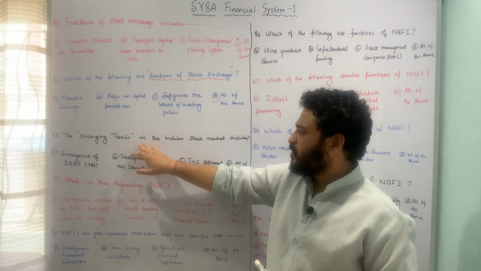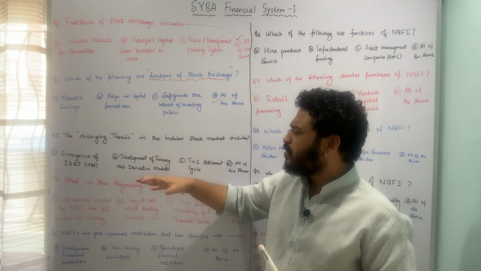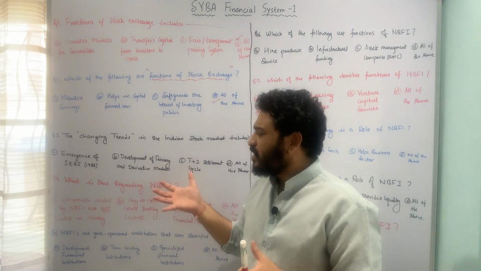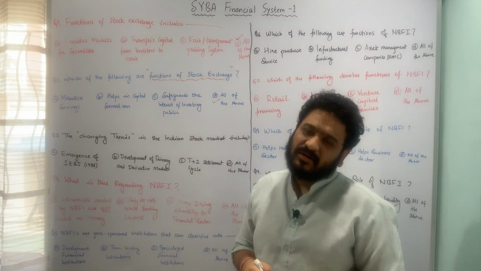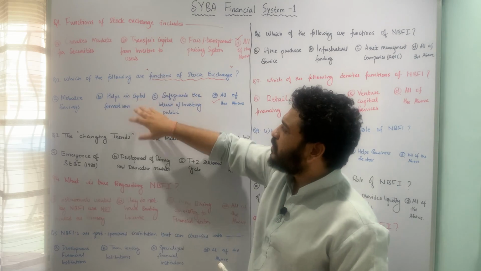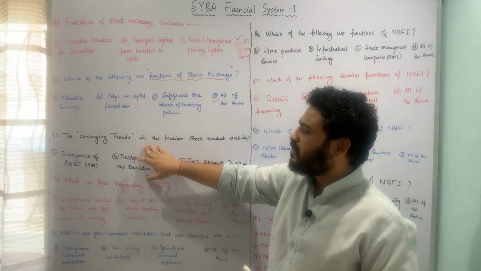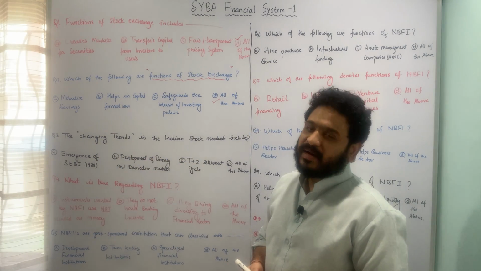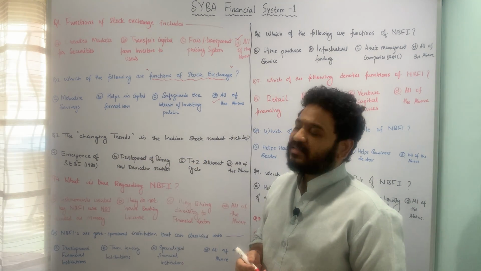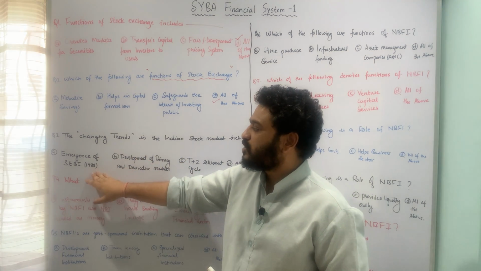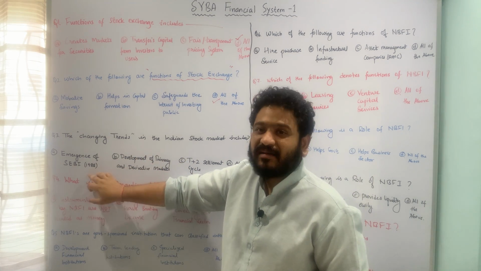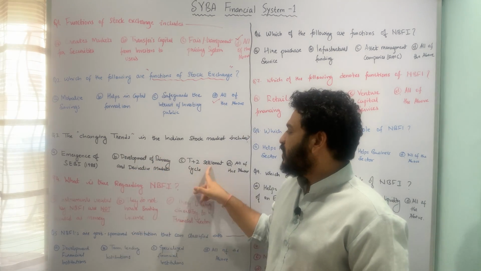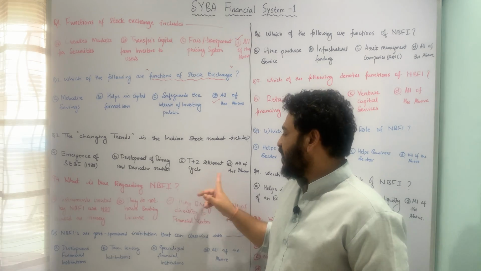Now this question is talking about the changing trends in stock market, and thereafter we will look at non-banking financial institutions. So these two questions were talking about the functions. Now the last question from the previous segment talks about the changing trends in the Indian stock market. It mentions the emergence of the Securities and Exchange Board of India in 1988, then development of primary and derivative markets, then the T+2 settlement cycle, and all of the above.